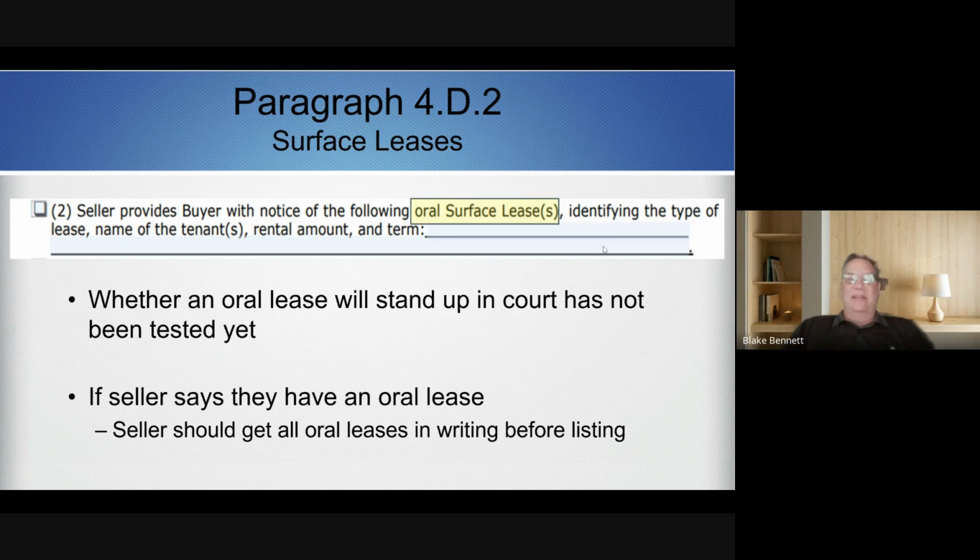We have not had an oral lease go through the courts yet, as far as are they binding whenever property changes hands. It's best to go on and get those in writing. It really is. So then that way everything's black and white and there's no issues.